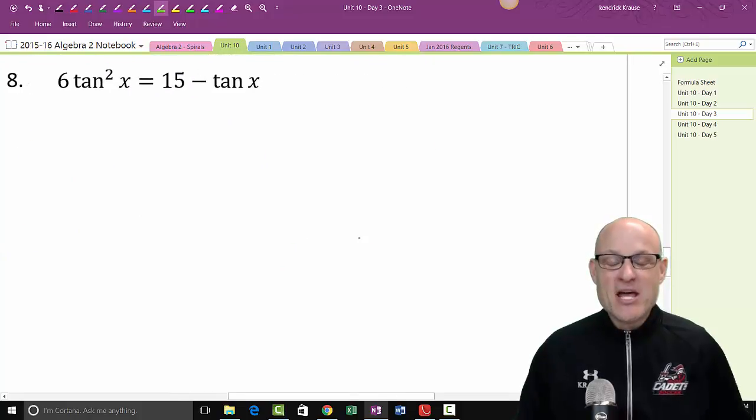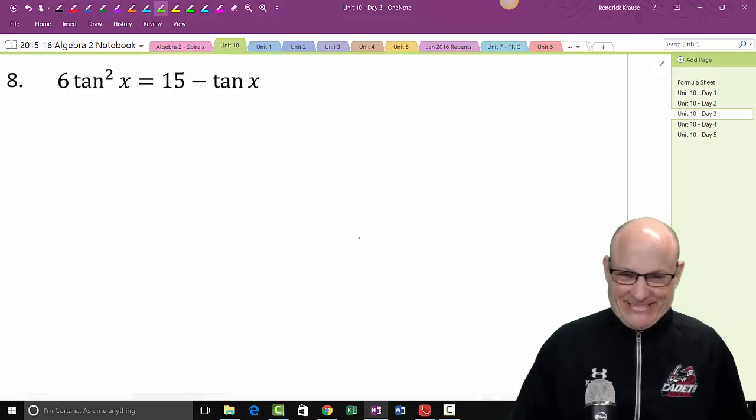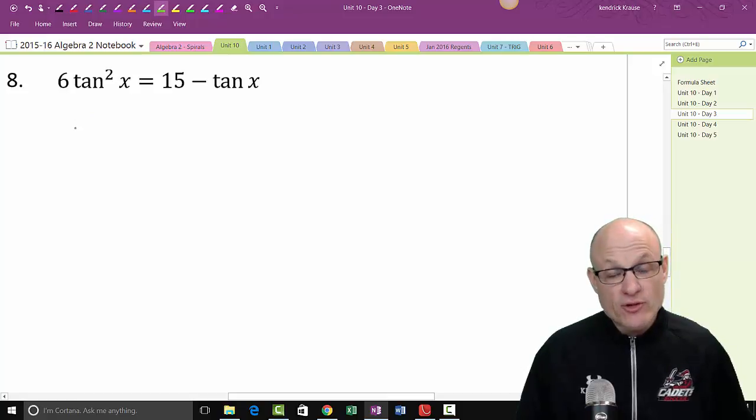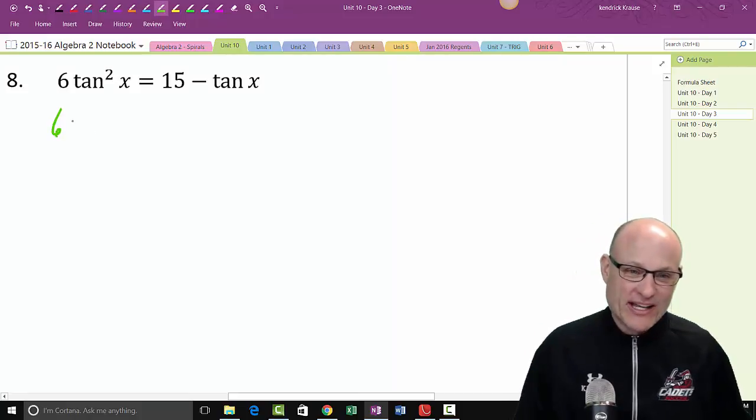Oh my God. My leading coefficient is a 6. I love math. Pause so that you can try this on your own and then come back. Hey, welcome back.